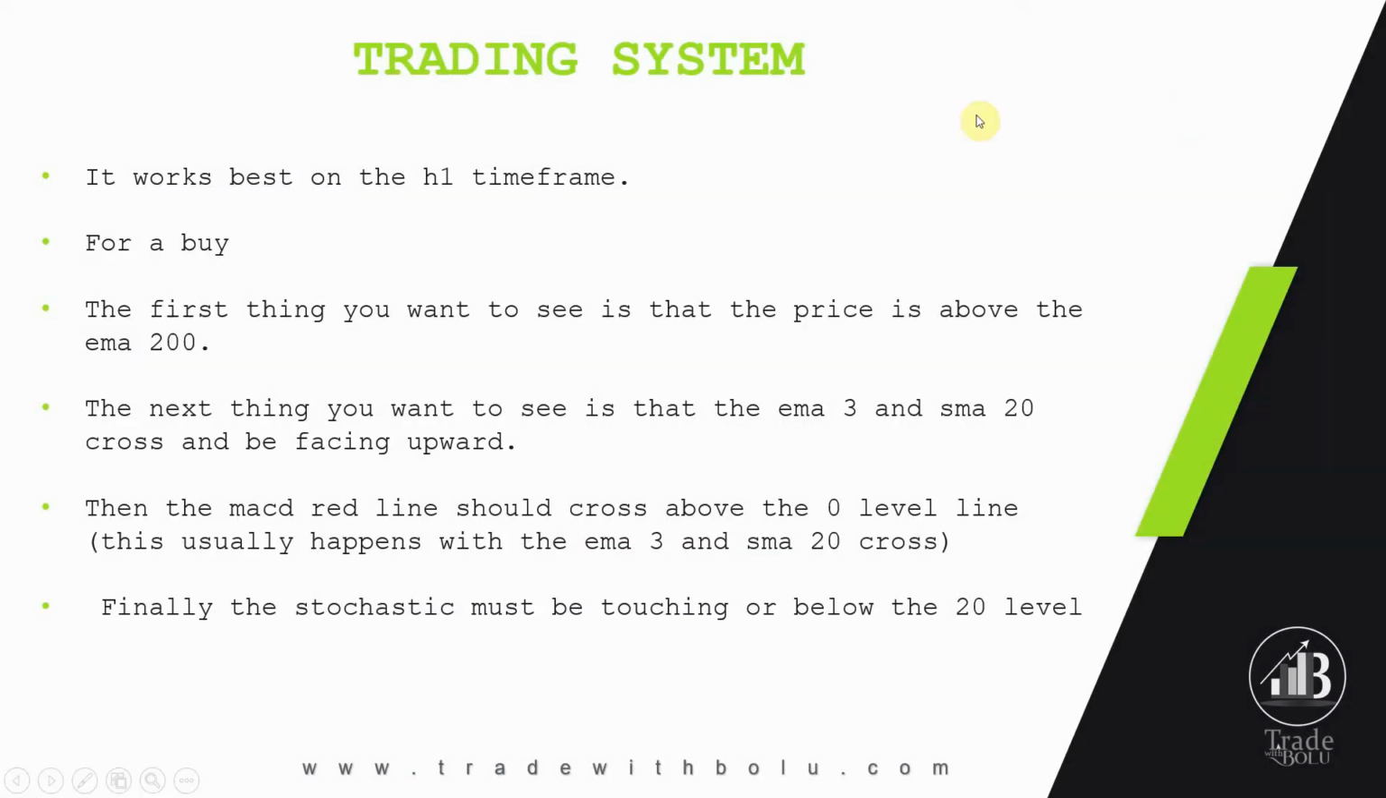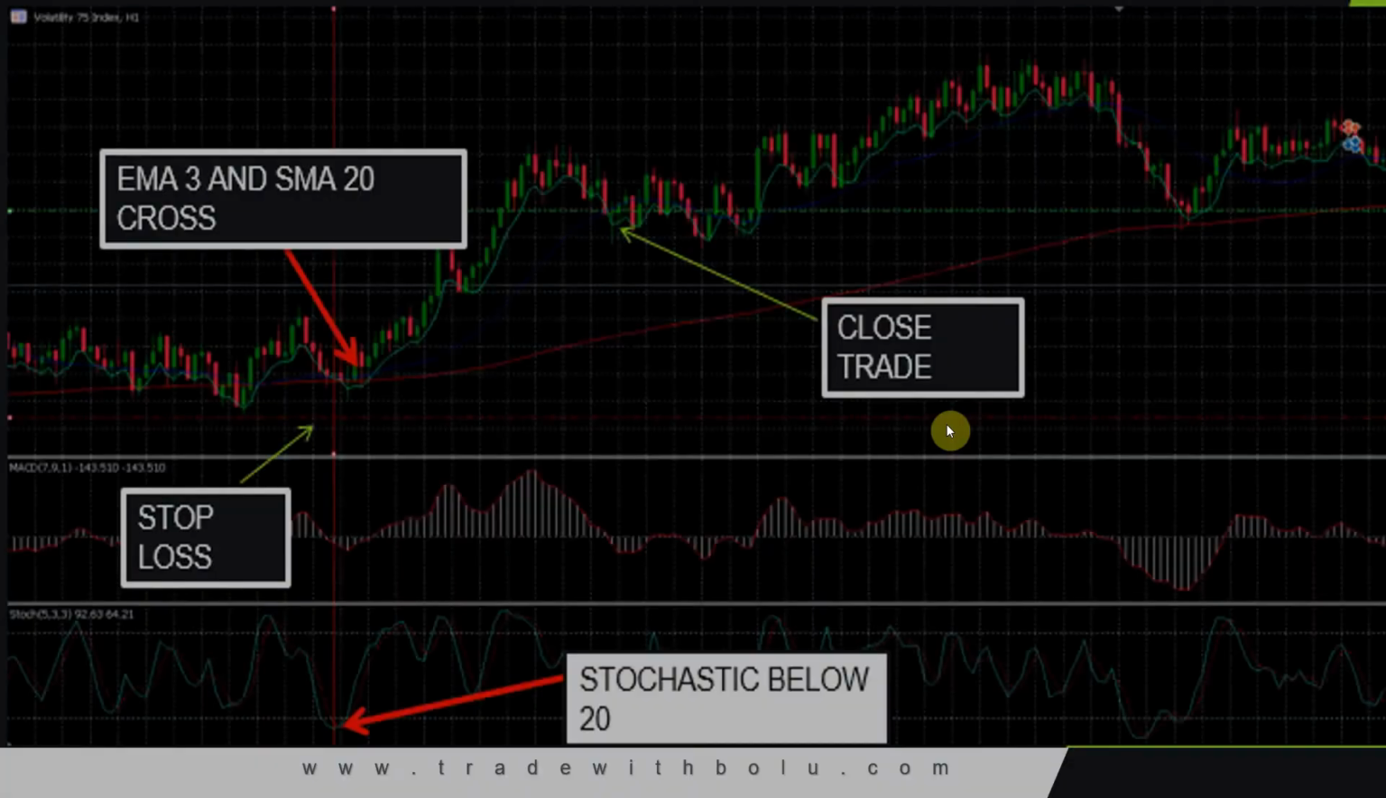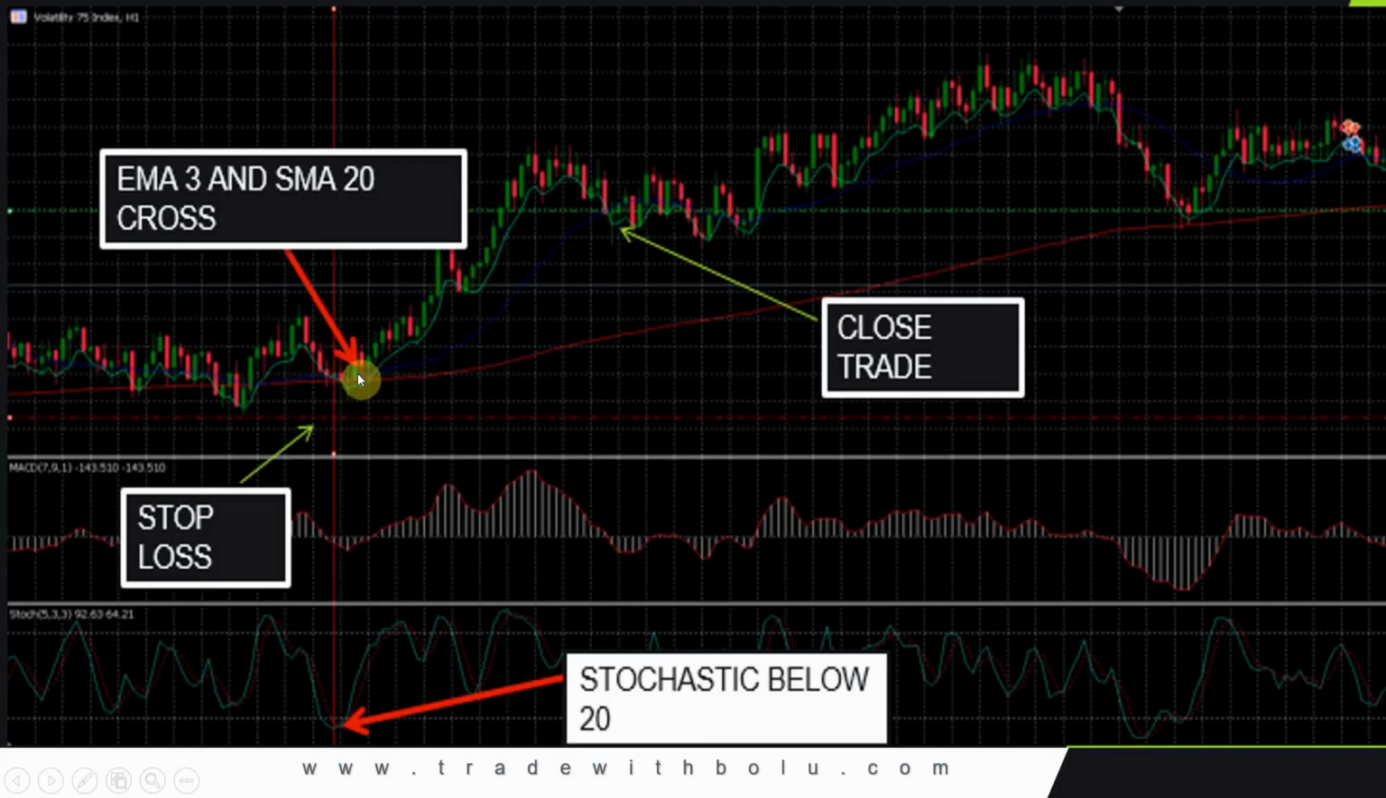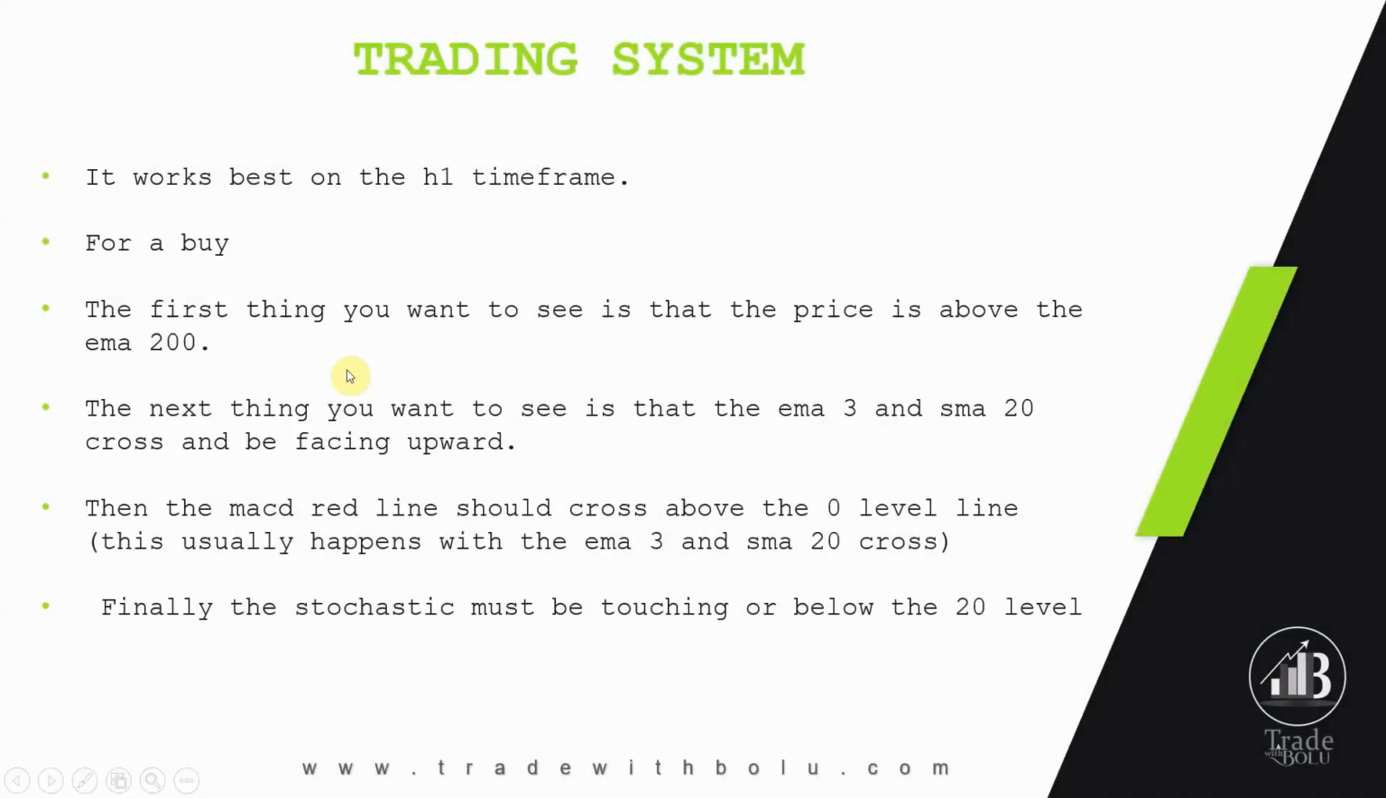That's the first rule. The second thing is that you want to see that the 3 EMA and the 20 EMA cross each other facing upward. So we have the 3 EMA and the 20 EMA crossing each other here. This is the 20 EMA and this is the 3 EMA in red. We have both of them crossing each other at this particular point, which is the second rule.